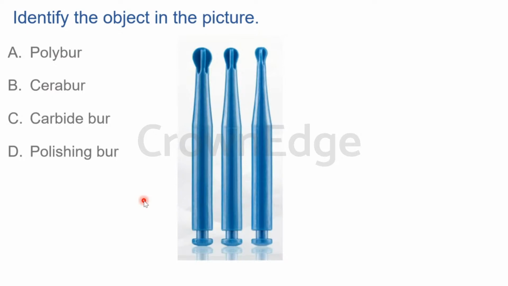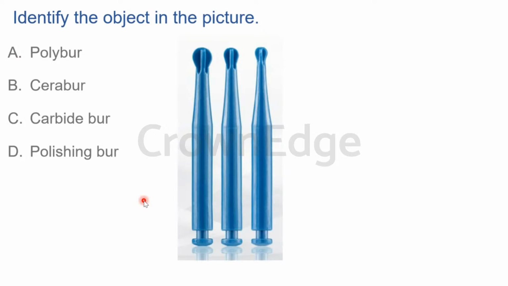So, can someone identify the object in this picture? Is it a polybur, cerabur, carbide bur, or a polishing bur? This question was asked in our previous NEET exam. So we have Jaidev only being so active. Vaishnavi, you can join in. Anyone else who is there can answer as well. What is this object? Is it a polybur, a cerabur, a carbide bur, or a polishing bur?